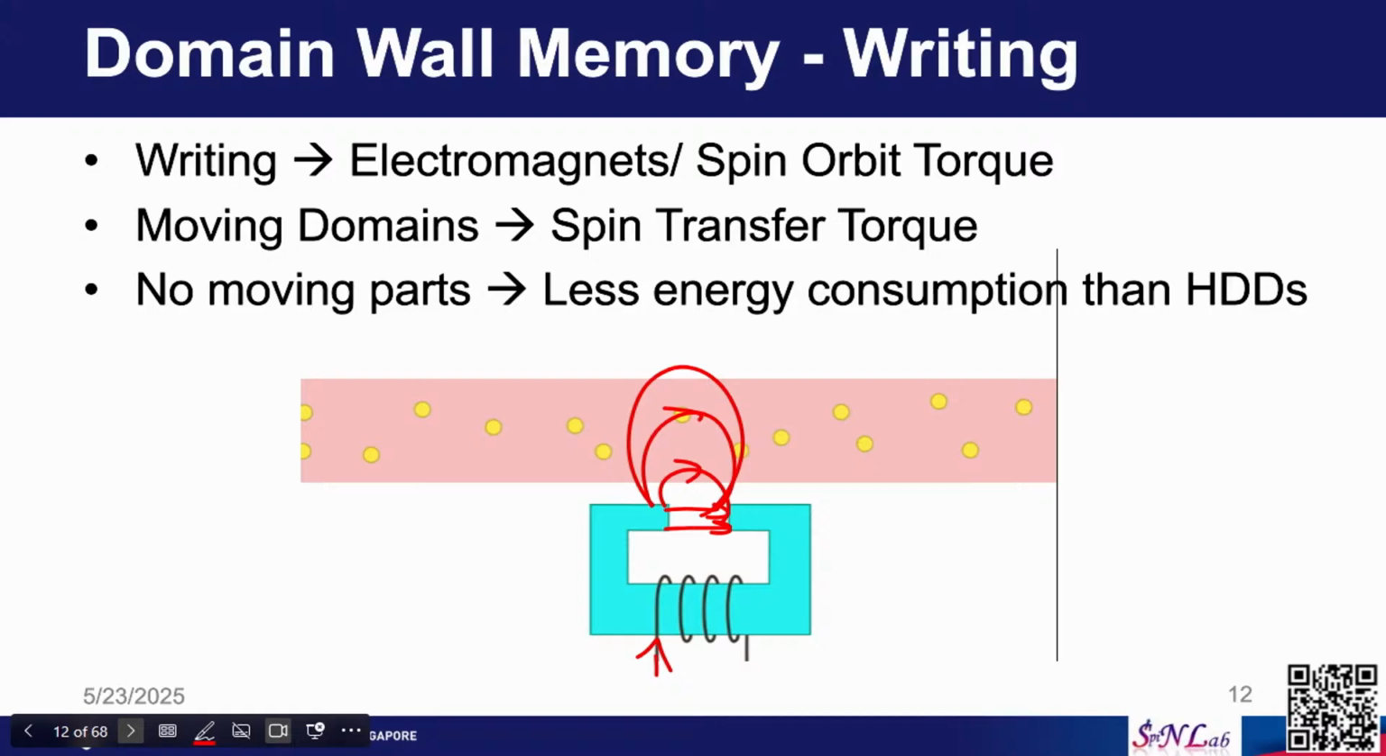The first proposal, as I said, came very early, in 2003. At that time we did not have this concept, people were not discussing spin orbit torque. So, the 2003 proposal came up with electromagnets to write bits. Here again you have to apply current, produce a magnetic field, write information, and you have to continuously move the domains, so that you can write different domains.